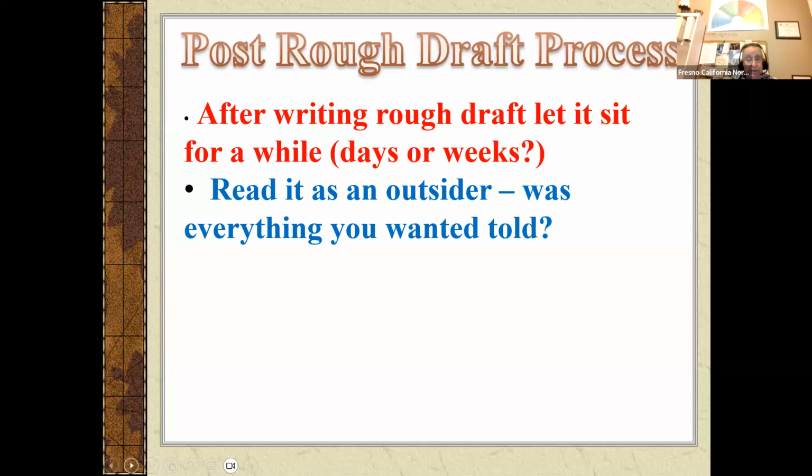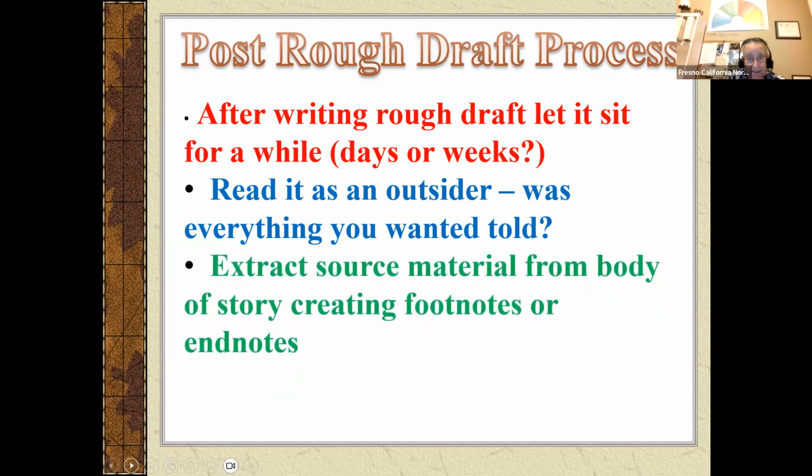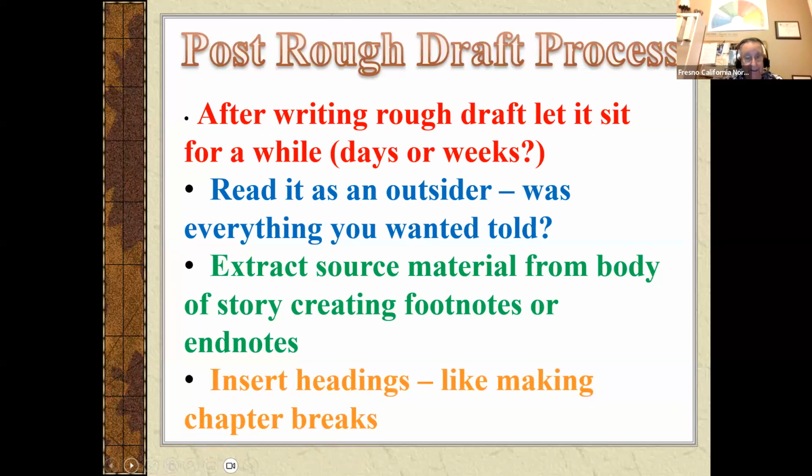Then I can try to read it again as an outsider and ask questions like, is this telling the story that the author wanted to tell? Is it complete? Have I left anything out? And at that point, I can start extracting those sources that I put in brackets and turning them into footnotes or endnotes, whichever way I want to do the story. And I can insert headings, kind of like making chapter breaks in the story.